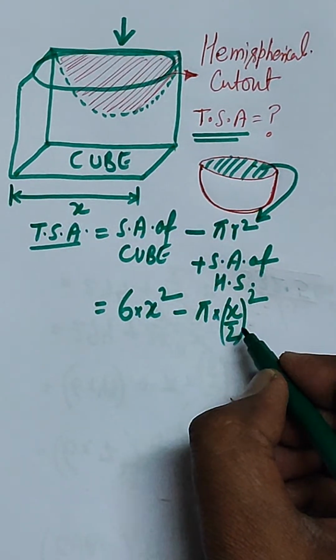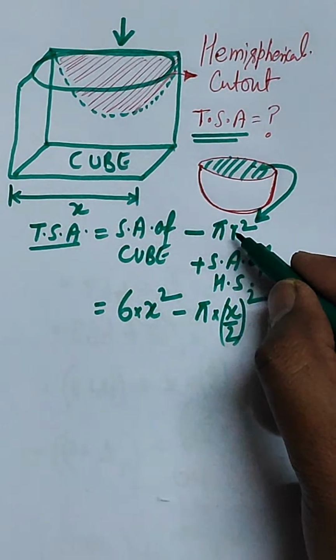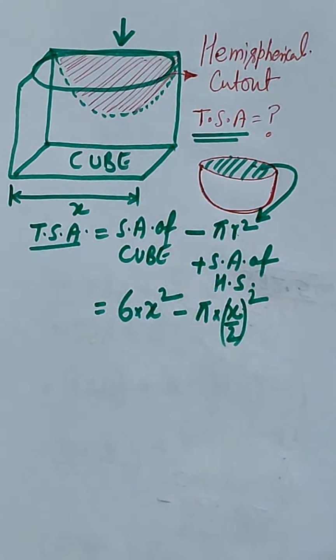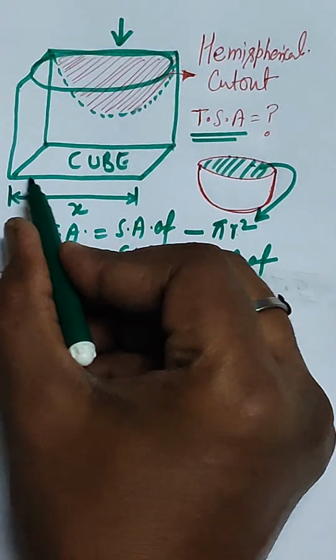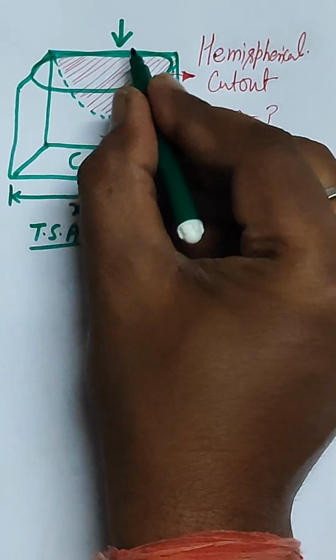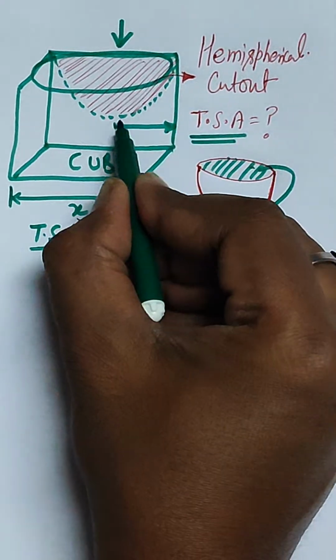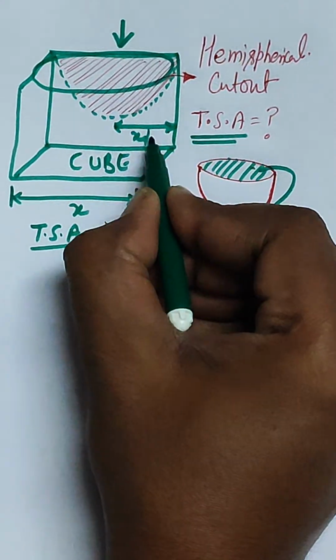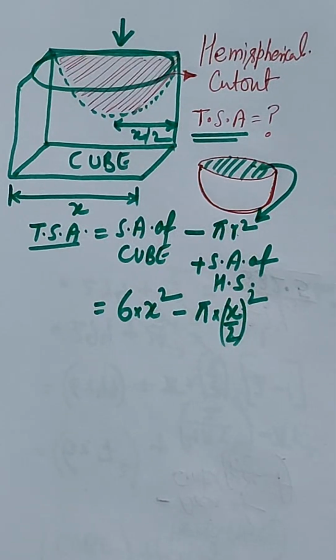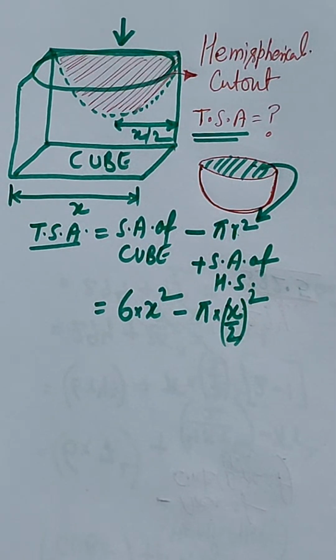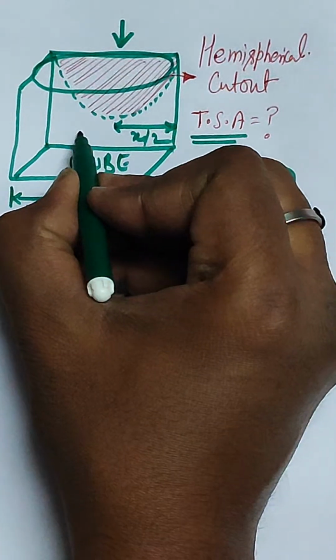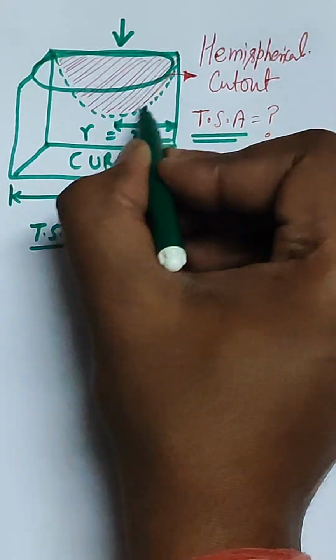Why pi into (x by 2) whole square? Because this is the radius. x is the edge. If this is the edge, then definitely from here to here only x by 2 will be left, so this is your radius, equal to the radius of this hemisphere.